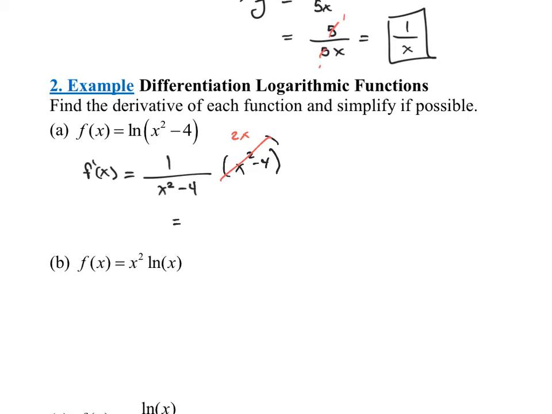Well, let's put that together. On top, what would we have? We'd have a 2x in the numerator, and then we'd have an x squared minus 4 in the denominator. Try to factor and simplify. Nothing cancels out here. You cannot simplify those x's because it's not an x in common. Remember, you would have to be able to factor it first to be able to simplify it.